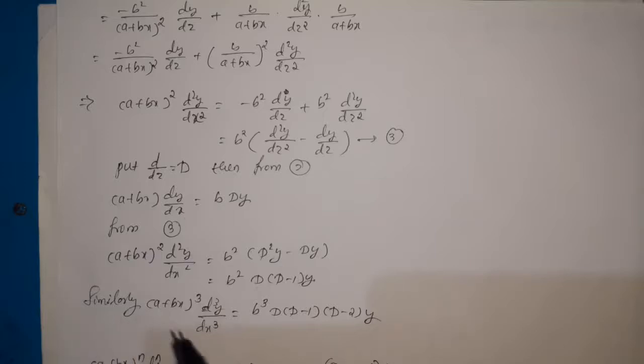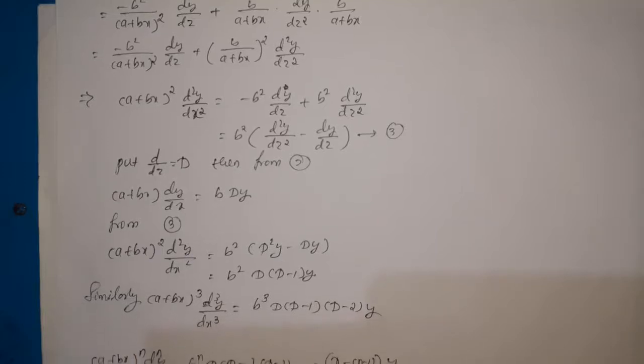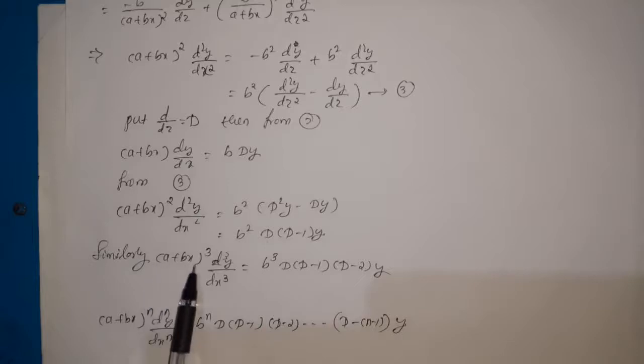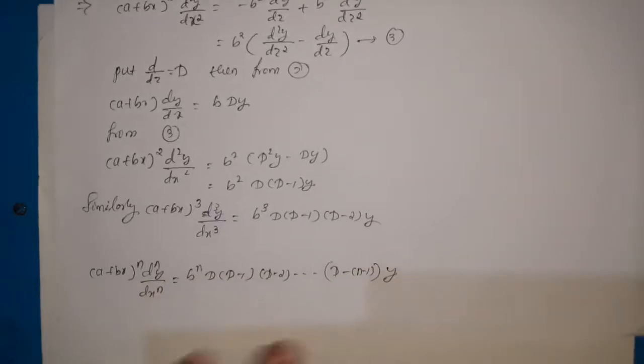Similarly for the third order derivative, a plus bx whole cube d cube y by dx cube is equal to b cube D into D minus 1 into D minus 2 into y, and so on. In general, a plus bx whole power n into d power n y by dx power n equals b power n D into D minus 1, D minus 2, and so on up to D minus of n minus 1, into y.